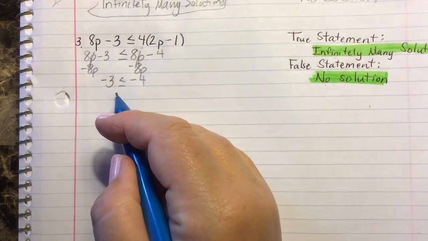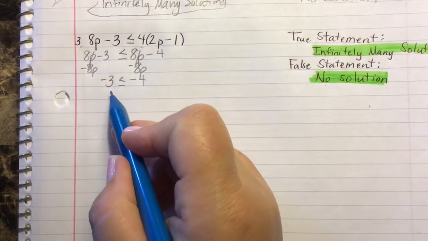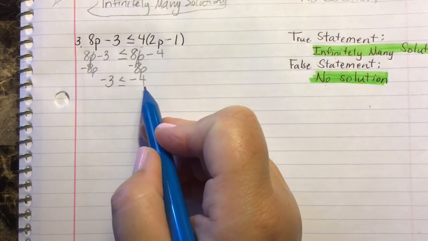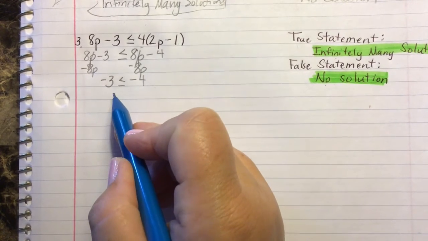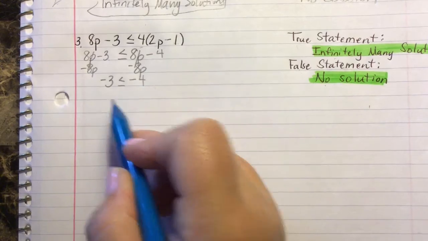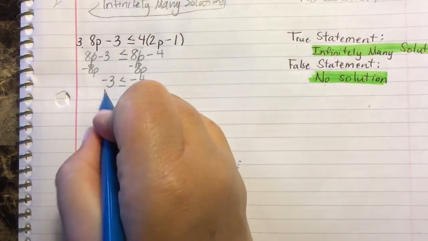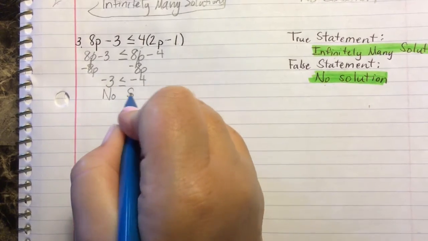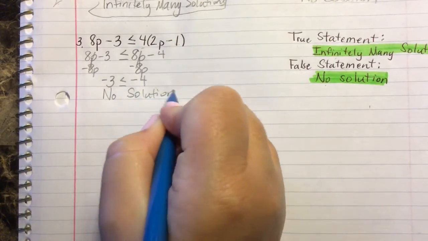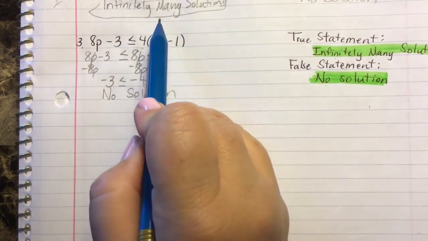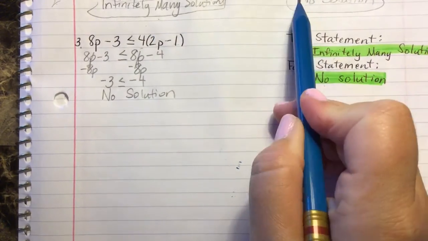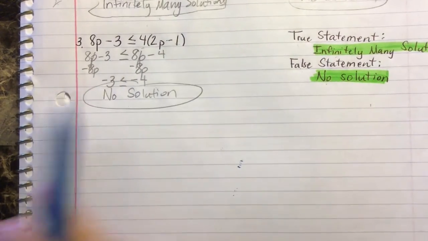Is that a true statement or a false statement? Is -3 less than or equal to -4? No, -3 is bigger than -4. Therefore, this is a false statement, so the answer to this problem is no solution. So there are going to be some on your assignment in which you have infinitely many solutions, no solution, and no solution for an answer.